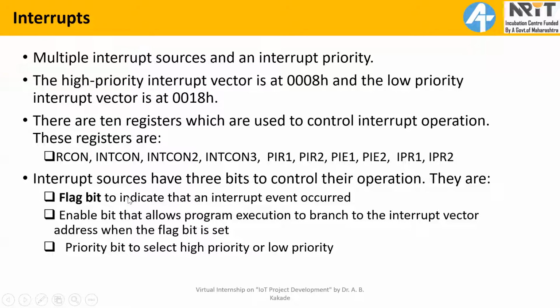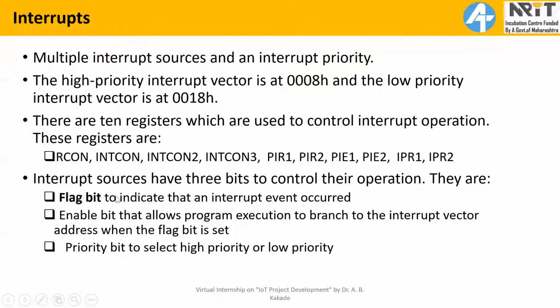For each interrupt source, there are flag bits. Whenever that flag bit is set, it is an indication that that particular interrupt has occurred. These interrupt sources we can selectively enable or disable. For example, if we need an interrupt related to only the RB0 pin of the microcontroller, then we can enable it, and the rest of the sources we can disable. So it is up to us which interrupt sources we enable.